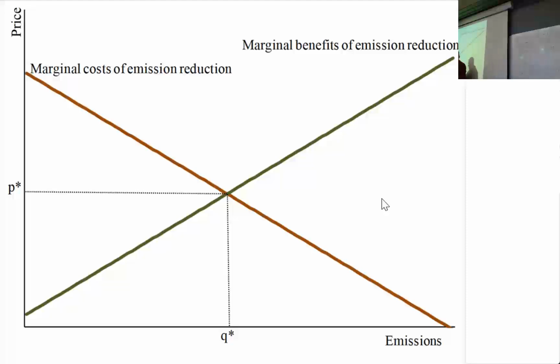Then the optimal situation is to have emissions Q star, and if you're introducing a carbon emissions price or an emissions tax, then your price needs to be P star, right? So this is just the social optimum. This is the cost-benefit analysis that we talked about in week 3, if I'm not mistaken.